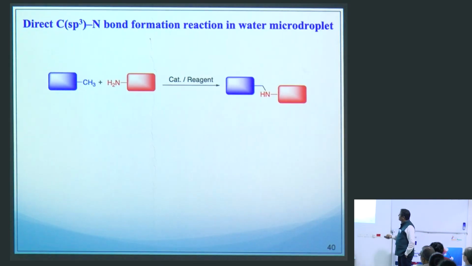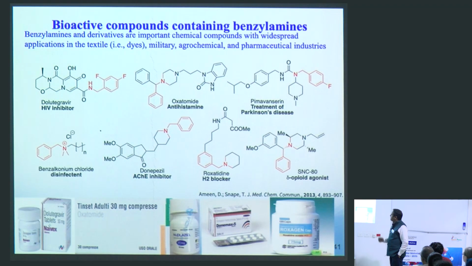So this we achieved, and then we screened various types of aryl derivatives. Here I have shown another biologically important class of molecules, where the pharmaceutical industry is looking for carbon-nitrogen containing compounds. Several pharmaceuticals contain this carbon-nitrogen bond formation product, the benzylamine core. All these molecules need a longer route synthesis. Instead, if you use the microdroplet, one can make them in a direct step. These are commercially available drug molecules where the benzylamine is present.